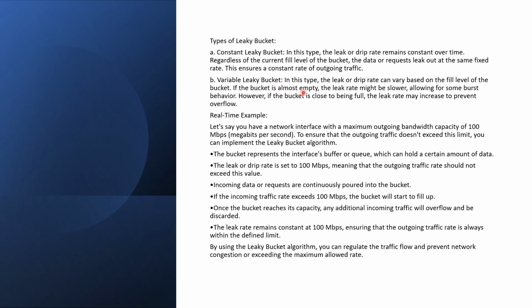Variable leaky bucket. In this type, the leak or drip rate can be varied based on the fill level of the bucket. If the bucket is almost empty, the leak rate might be slower, allowing for some burst behavior. However, if the bucket is close to being full, the leak rate may increase to prevent overflow.